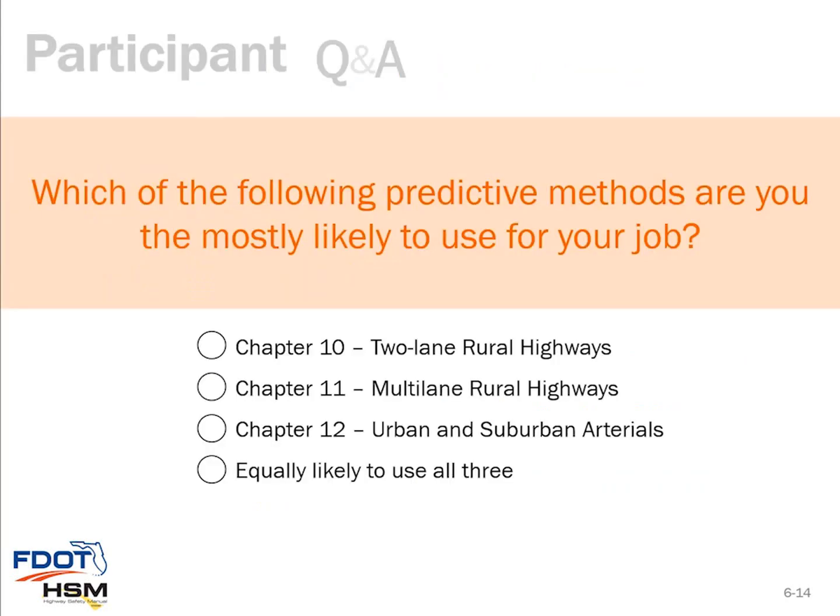So I'd like to have another poll question to gain a little bit more knowledge on your use of the HSM. The question is, which of the following predictive methods are you most likely to use for your job? Chapter 10, Chapter 11, Chapter 12, or equally for all three.